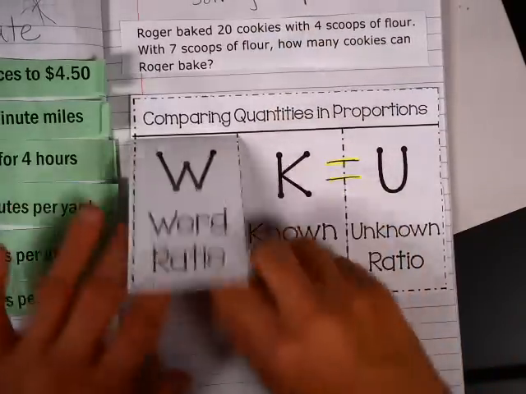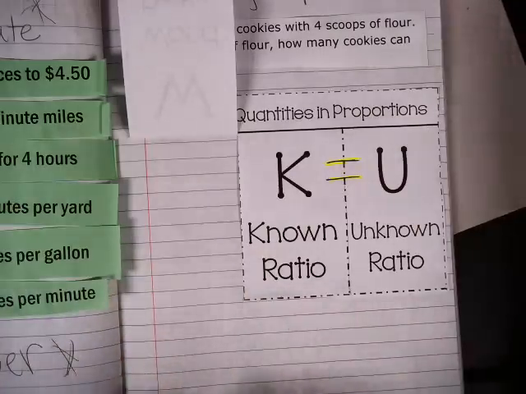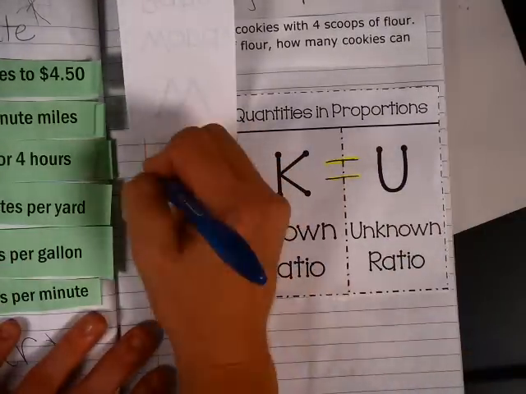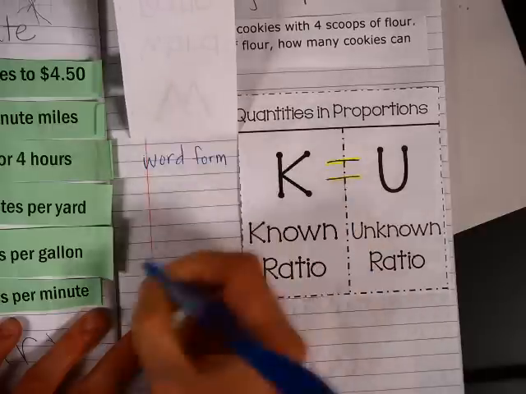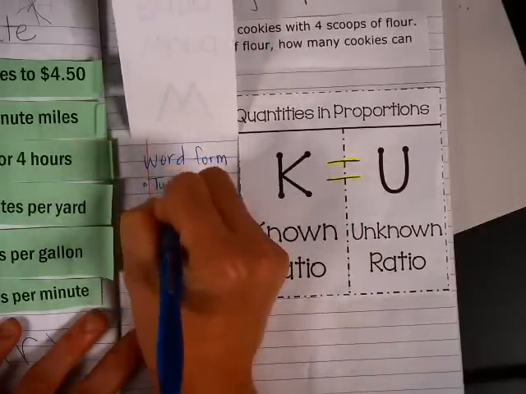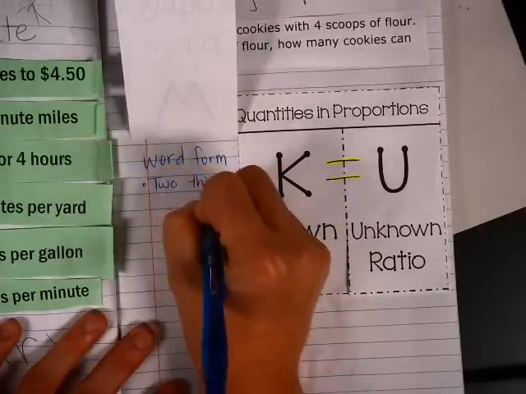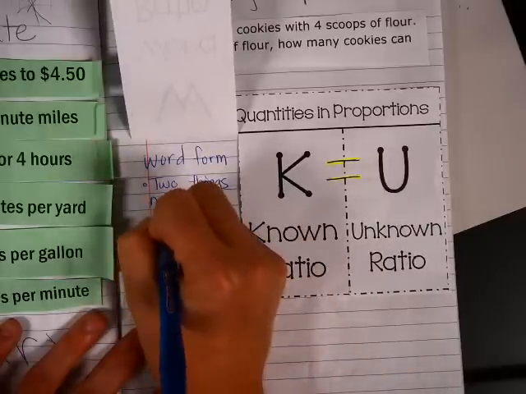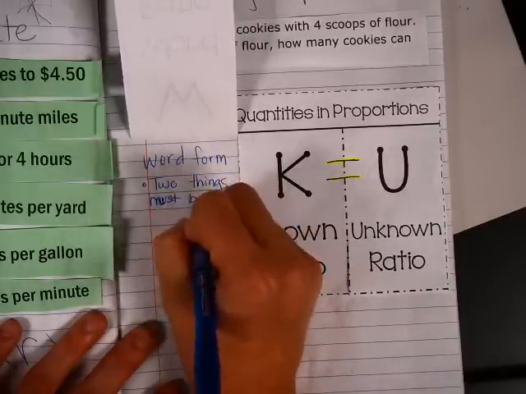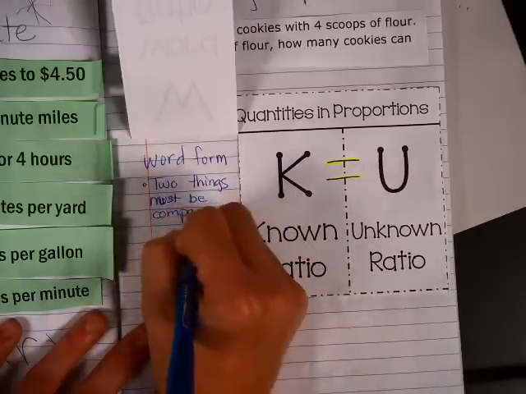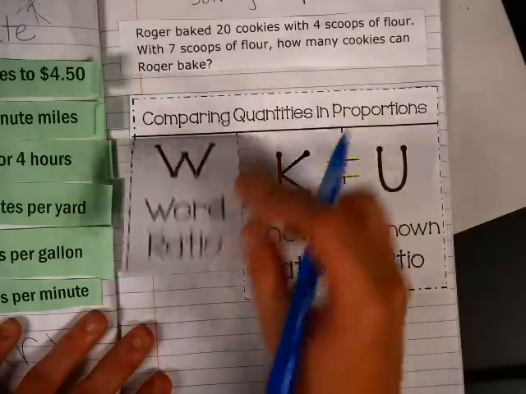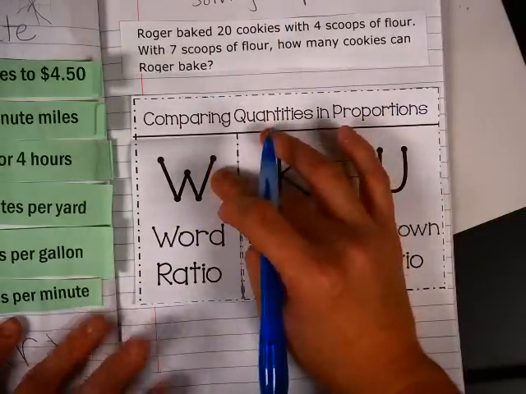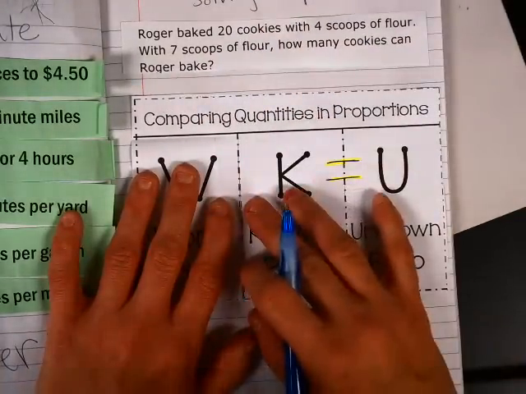So under this W, under the word part, where you get it is the word form. You have to have 2 things that are compared. That must be compared. Okay. And in this case, what's being compared here? In this problem, what's being compared?